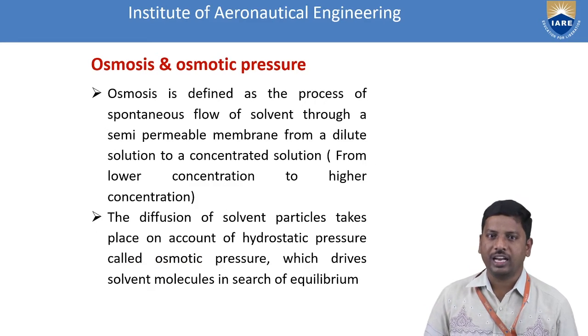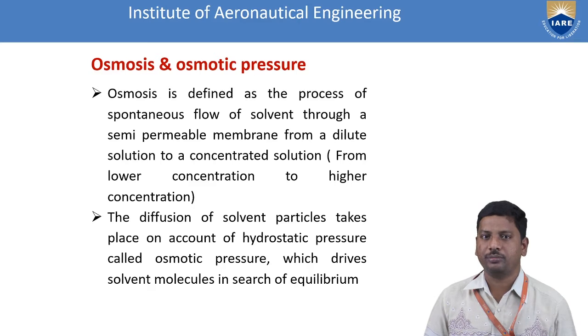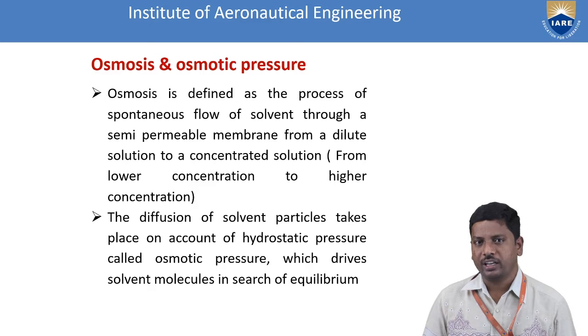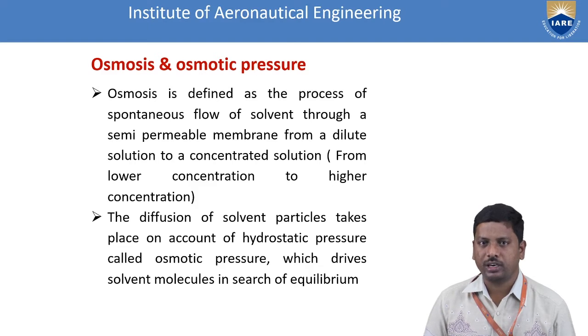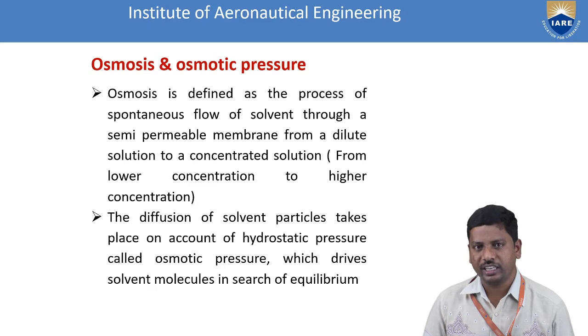So what is osmosis? Osmosis is one of the colligative properties, and it tells about how the solvent flows from one concentration to another when both are separated by a semi-permeable membrane. Osmosis is a natural process. It is defined as the spontaneous flow of solvent through a semi-permeable membrane from a dilute solution to a concentrated solution. Dilute solution means lower concentration and concentrated solution means higher concentration.